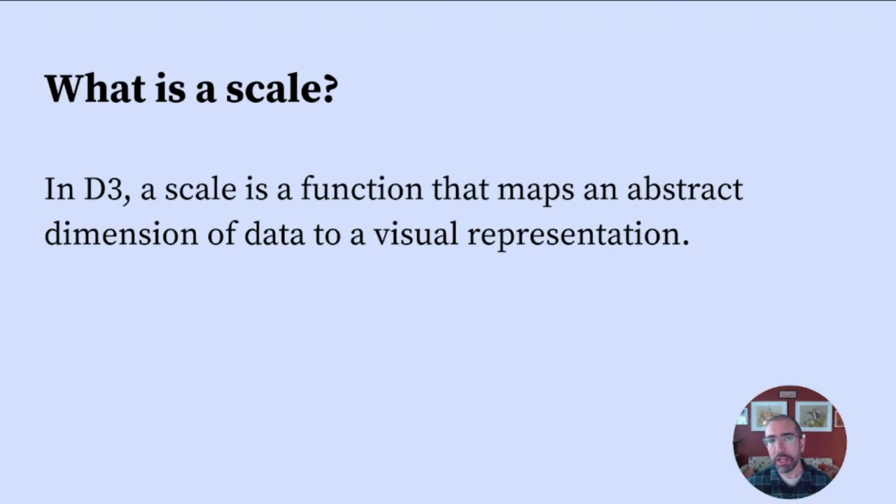So in D3, a scale is a function that maps an abstract dimension of data to a visual representation. So we're taking that range of values there. We're looking at some sample data set on cars, and I believe miles per gallon is the range on the x-axis. We're taking that range of values of 10 miles per gallon to 40 miles per gallon, and we're going to map it to the number of pixels on the page. So that's going to be 0 to the width, which is I think about 500 pixels.